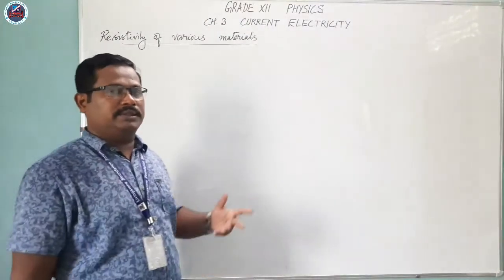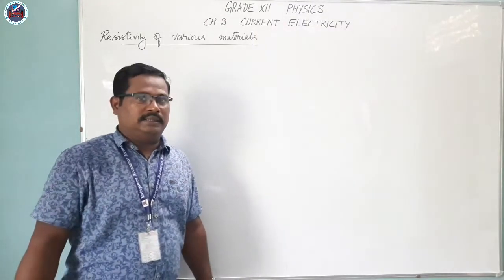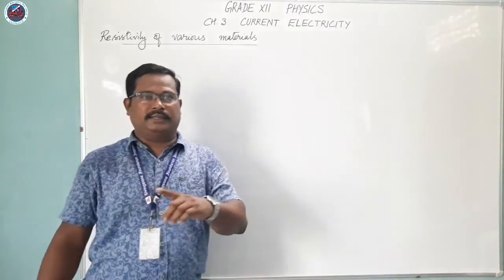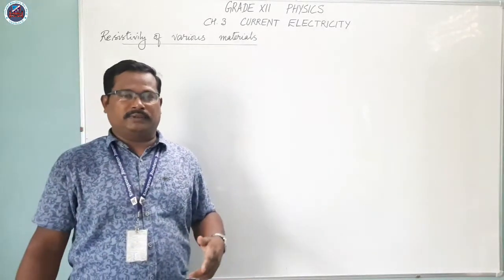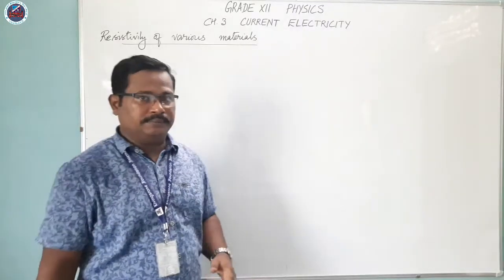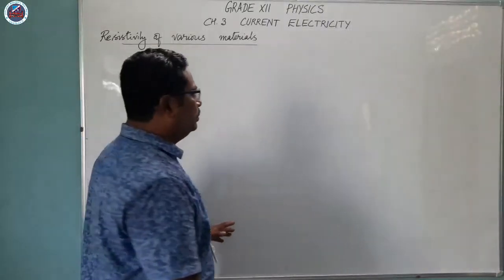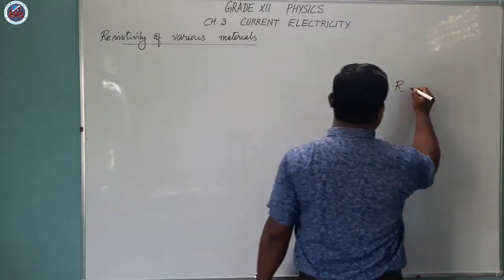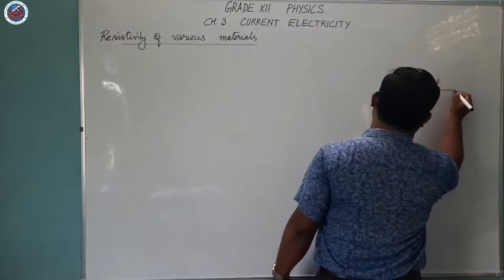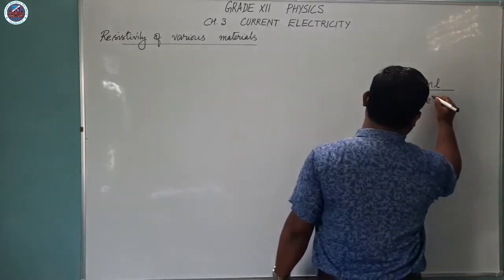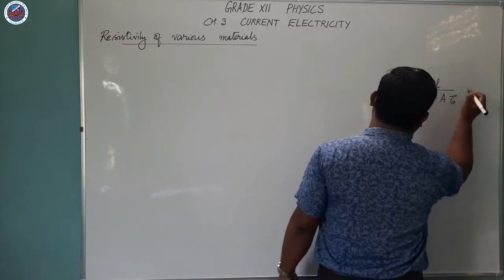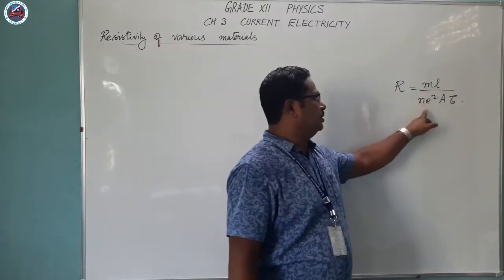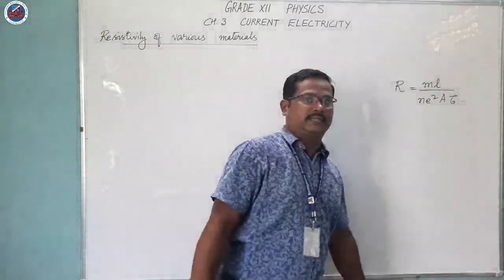Let us go in continuation with our classical theory. In our classical theory, we have gone through the derivations of drift velocity in relation to electric current, and the mobility we have come across. Then we have deduced Ohm's law as well. Now, while deducing Ohm's law, for resistance we got an expression like this: resistance is equal to ml divided by n e square A tau. We have replaced this term with resistance R in our classical theory.